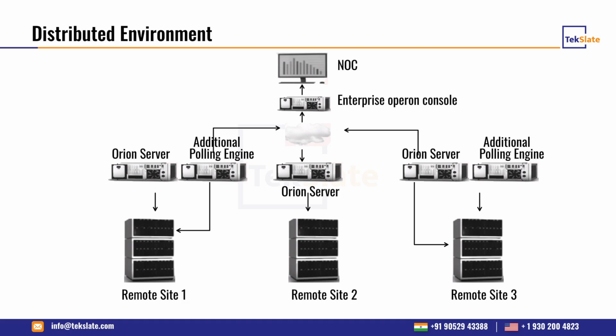So here, if there are a lot of sites, say suppose a particular organization has its branches in India, in America, or in other countries, then we will install a centralized deployment in each of these countries. Say suppose there is a particular Orion server in remote site 1, and it has an additional polling engine which polls that particular infrastructure. And in remote site 2, we have another Orion server installed, and in remote site 3, we have another Orion server installed, with an additional polling engine as required by capacity.